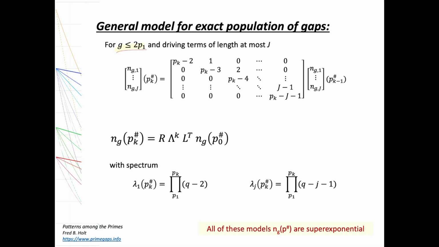We've already seen that we can get a nice concise eigenstructure expression for this system. With spectrum, the dominant eigenvalue is the product of the prime minus 2 as the prime q runs from p1 to pk. And then the other eigenvalues have a similar form of prime minus j minus 1. We've seen that all of those are super exponential and become unmanageable very, very quickly.